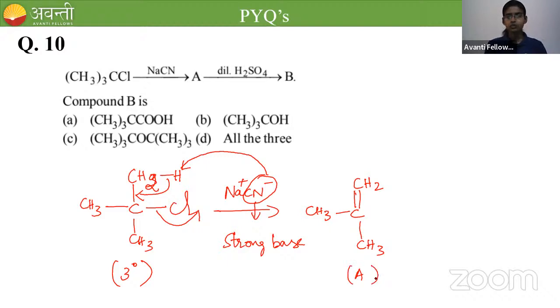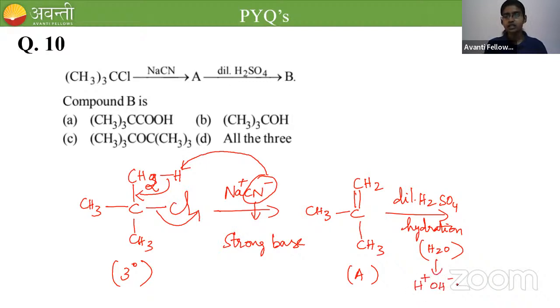And this compound A on treatment with dilute H2SO4, basically hydration occurs here. So what is hydration? Hydration is addition of H2O. So how to add this H2O? H2O contains H plus and OH minus, right? Again, you have to follow Markovnikov addition.